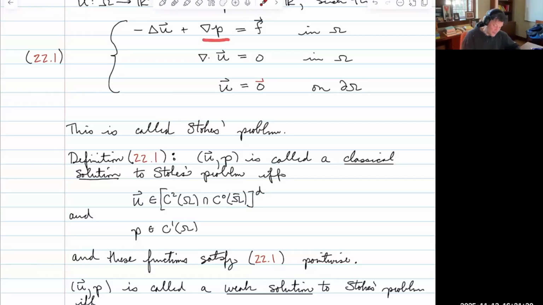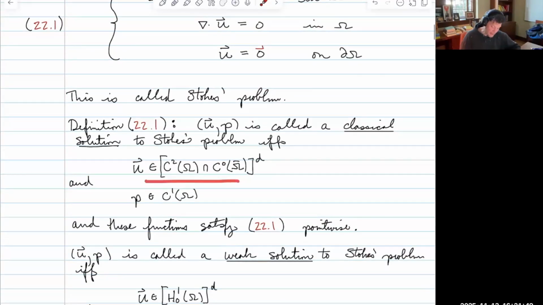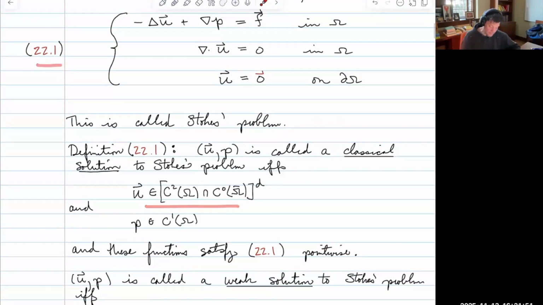For P to make sense, in a classical setting, I'm going to require P to be a C1 function over the domain, so that when I apply the nabla or the gradient operator to P, I get a vector continuous function. So all I have to assume about f is maybe that it's continuous, this is going to be continuous, and this is going to be continuous, and everything will make sense. So if u has this regularity and satisfies this problem pointwise, then we say that u, p is a classical solution to the Stokes problem.